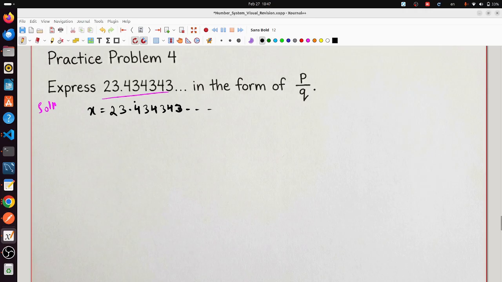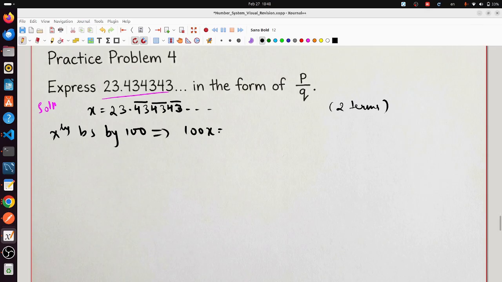Now how many terms are repeating? Firstly we need to concentrate on that. 43 means 2 terms are repeating, right? Then what do we need to multiply on both sides? We need to multiply both sides by 100, right? What will we get? 100x equal to 100 into 23.434343 dot dot dot.